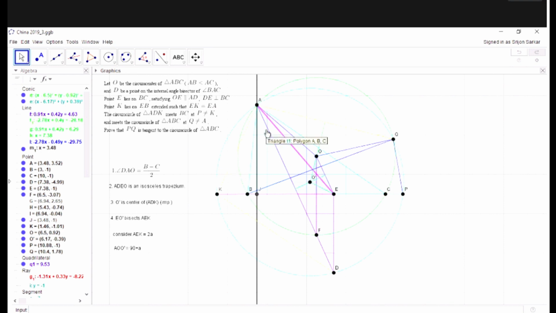So we get ABQ equal to AKE, right? And in the question it was given that the circumcircle of AKD meets the circumcircle of ABC at Q. Basically these points are concyclic. So AKE is equal to AKP, and that's equal to AQP.